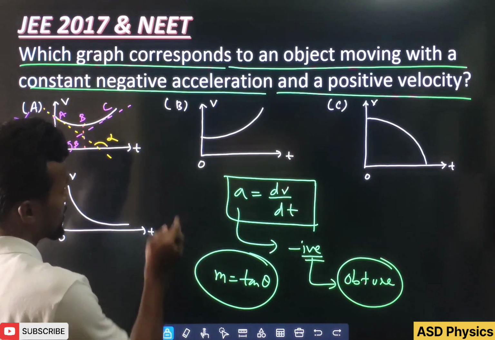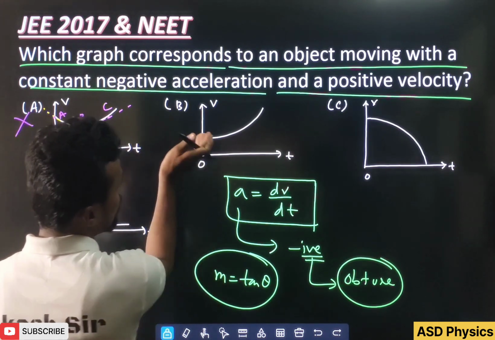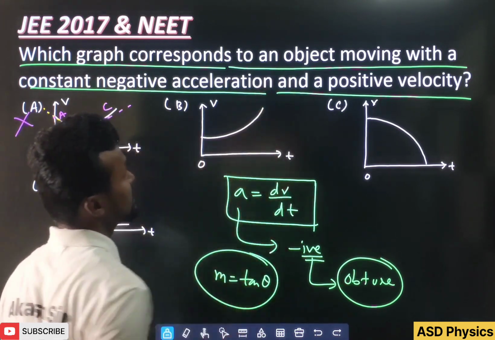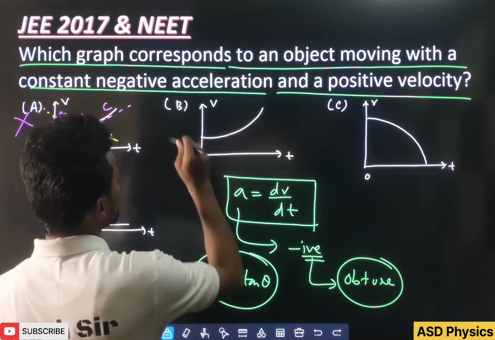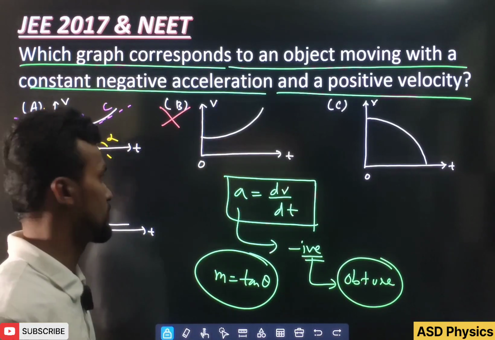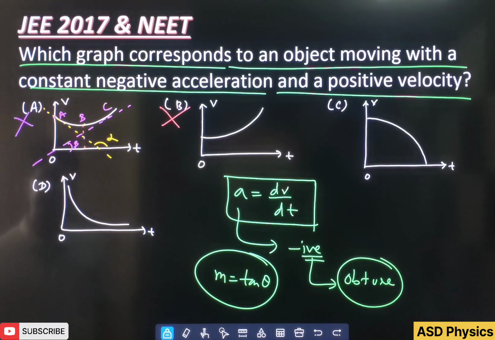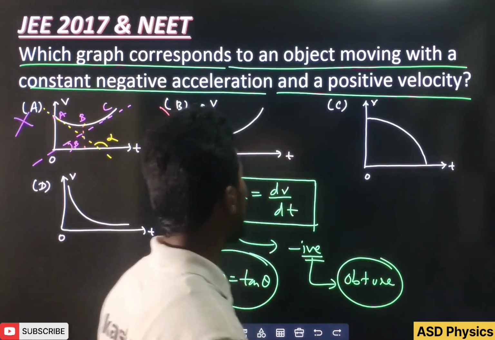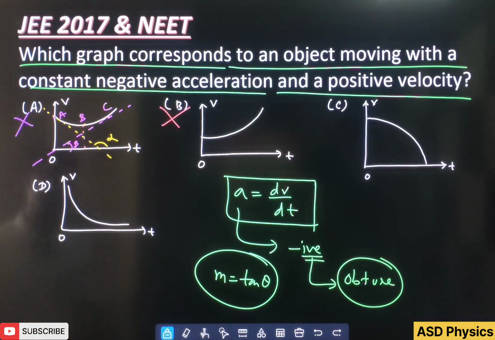Similarly, if we talk about option B, you can see very well, the slope keeps on increasing, acceleration keeps on getting positive. That is also not possible here. Okay, here also students, velocity versus time graph, a rectangular hyperbola is there in option D, and here option C. But remember they are telling moving with a constant negative acceleration and a positive velocity.